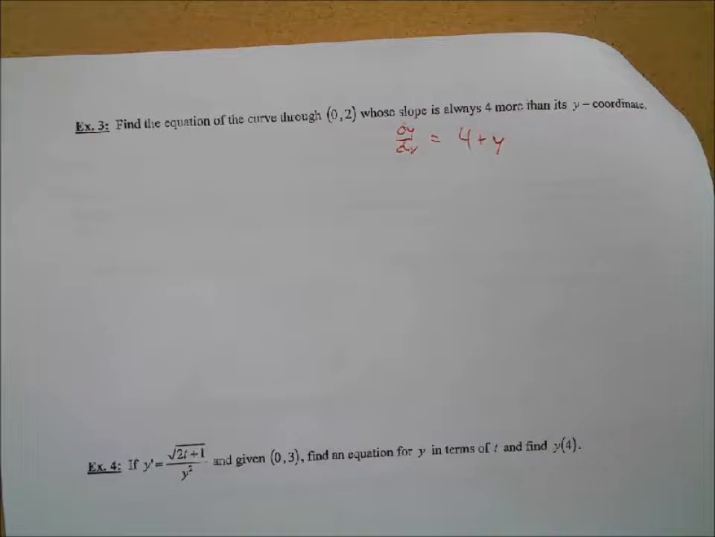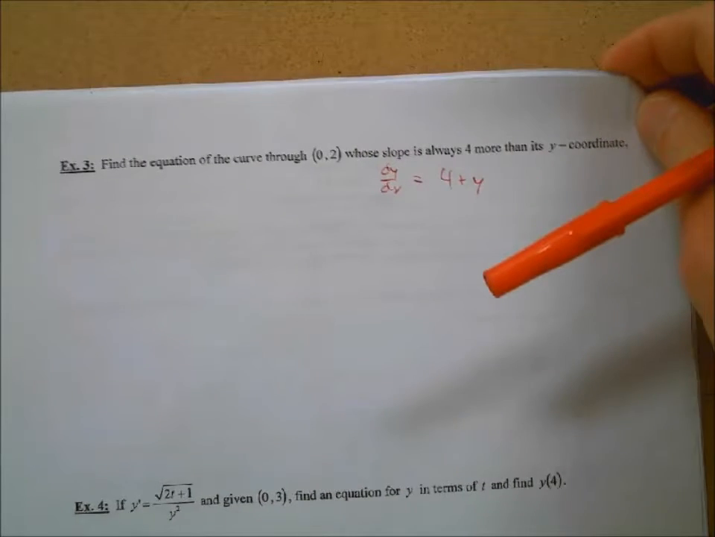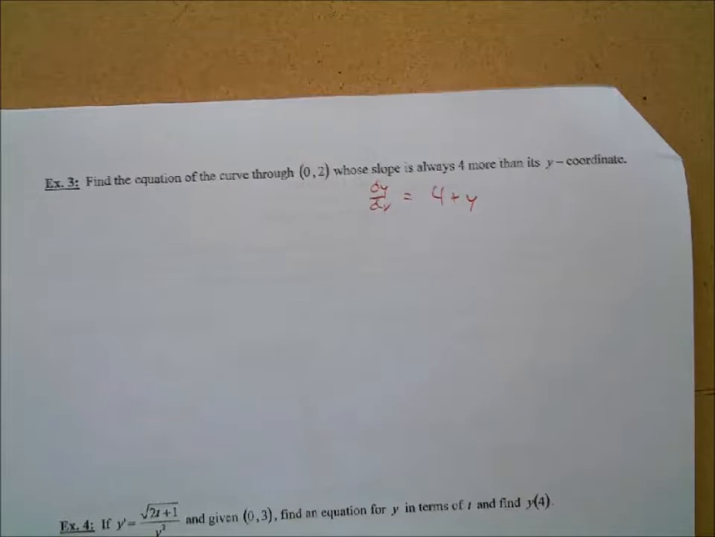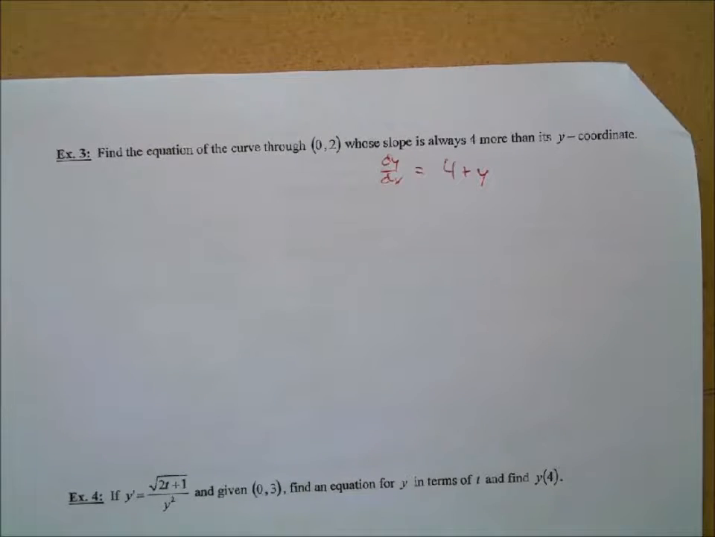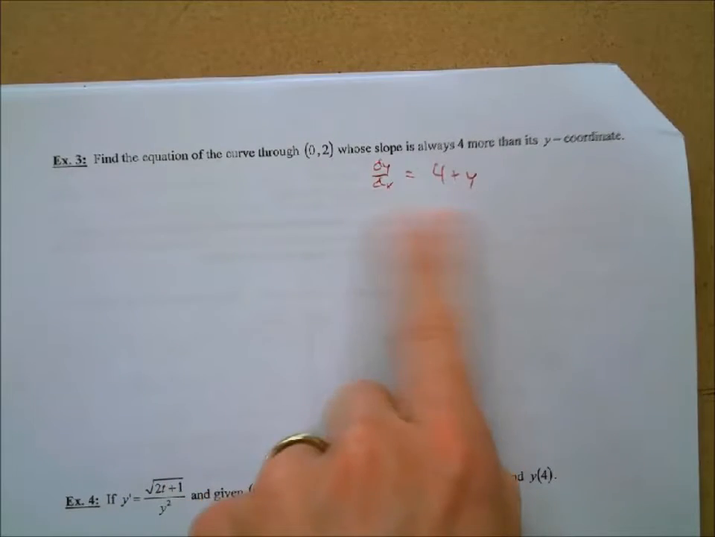Right, exactly. You have to translate from English to math. It's a little tricky, especially when you see "less than," because 3 less than 4 is 4 minus 3, not 3 minus 4. Anyway, there it is: whose slope is always 4 more than its y coordinate. So there's our differential equation.